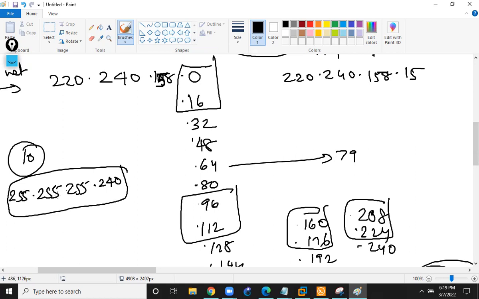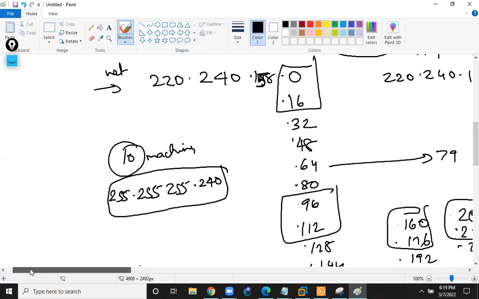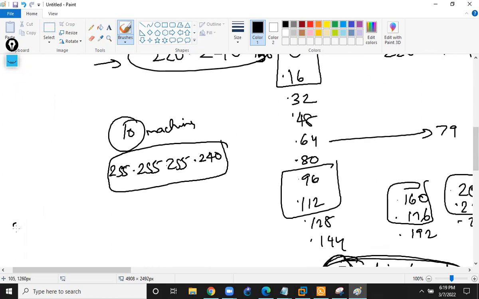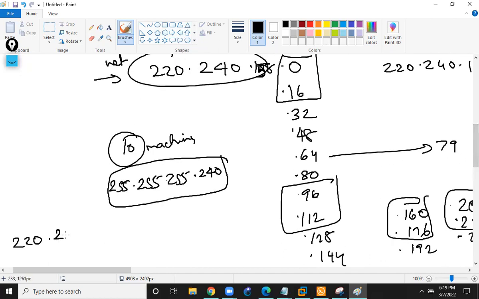Okay, simple thing. Let's come back to the question. We got 10 machines per network as our requirement. What was the question there? Say this is the question, 220 dot... let me write it. 240 dot 158 dot 0 is the network address.